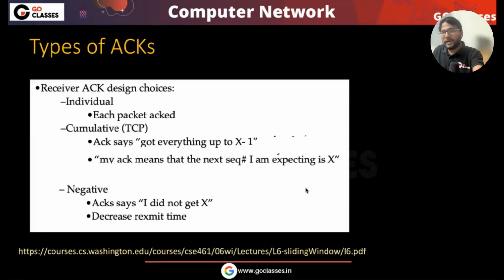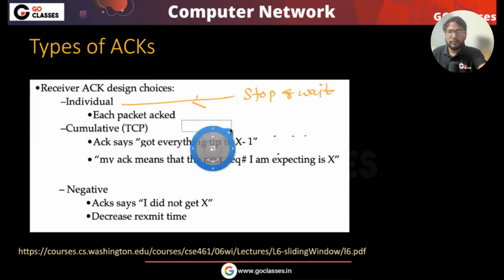There are basically multiple types of acknowledgements. One is called individual acknowledgement. That's what we were using in stop and wait. Okay, so this is what stop and wait uses. Don't worry about this TCP. These protocols are also used in TCP, so that's why TCP might be written here, but you don't need to worry about this. Okay, so there is something called cumulative acknowledgement. This go back n uses the cumulative acknowledgement.